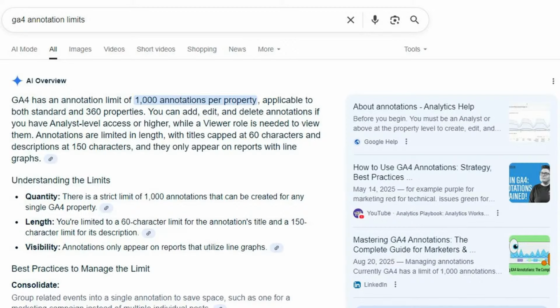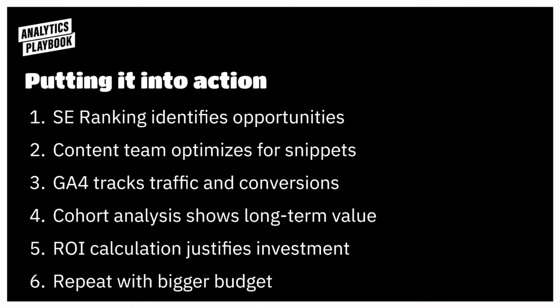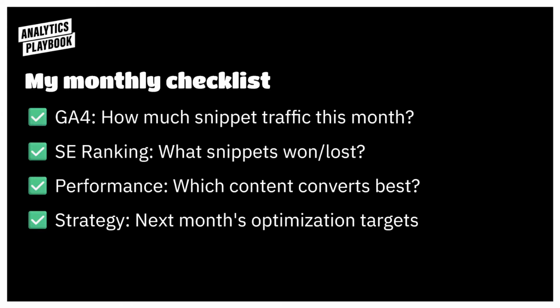As long as someone finds it and ends up engaging with me, that is all I care about. So technically this is a loop, but this is your ongoing process to optimize for snippets. SE Ranking gives you the opportunities, the content team optimizes for snippets, GA4 tracks traffic and conversions, cohort analysis shows you that long-term value, ROI calculation justifies further investment, and then you repeat with a bigger budget, hopefully raising continued happy clients, et cetera, et cetera.